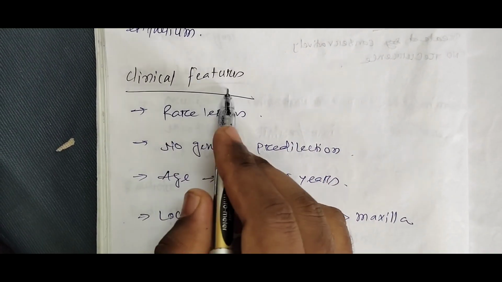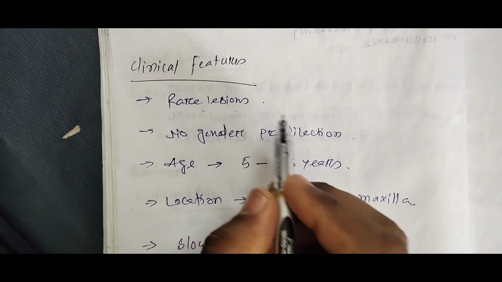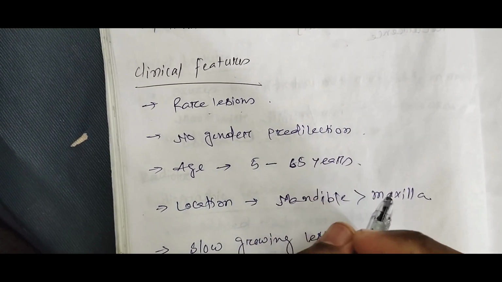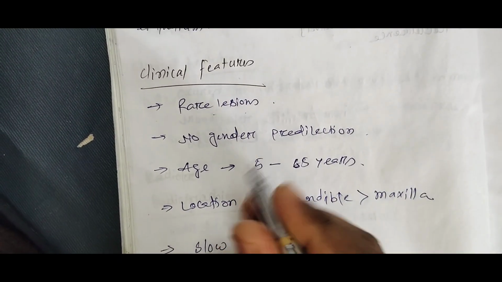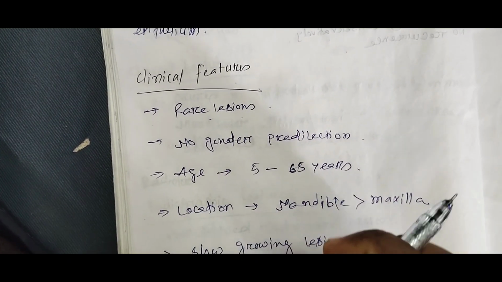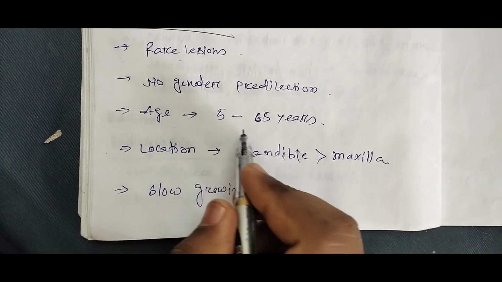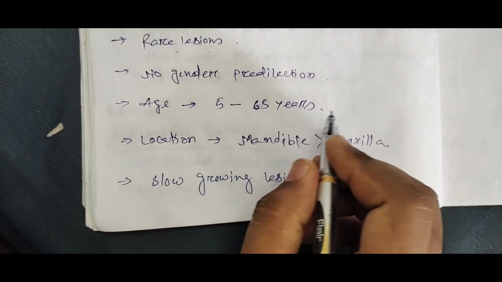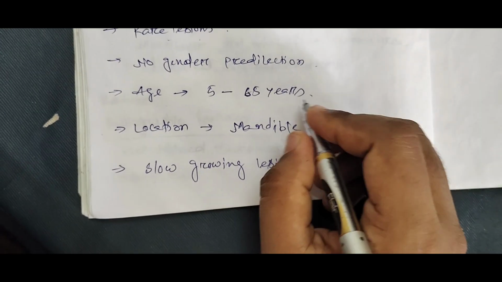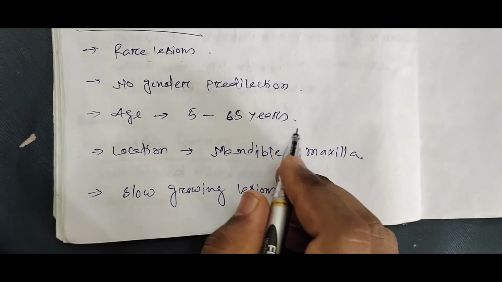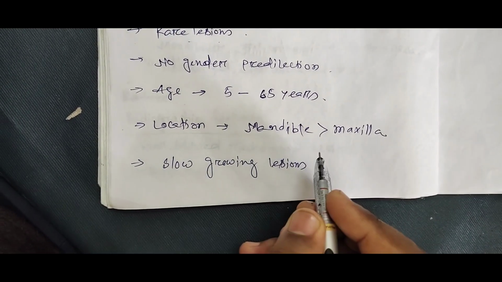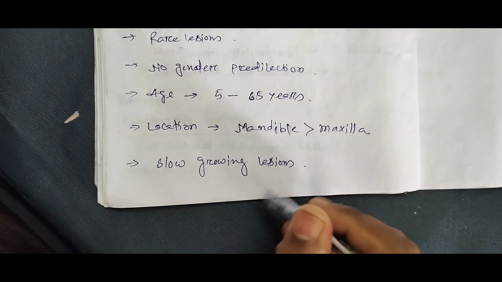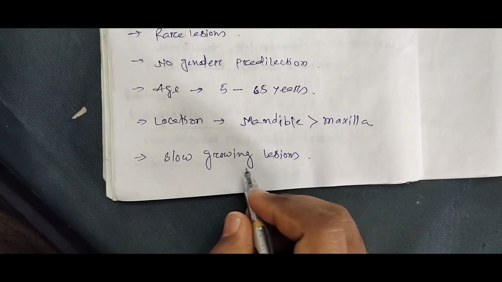Now coming to the clinical features of this tumor, it is a rare lesion, no gender predilection, that means no sex specification, that means it is not more in males or more in females, it is nothing like that. Age is 5 to 65 years, between 5 to 65 years, any of them can be found. In case of jaw, mandible is more predilected than the maxilla. It is a slow growing lesion.